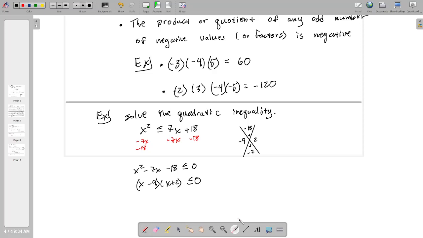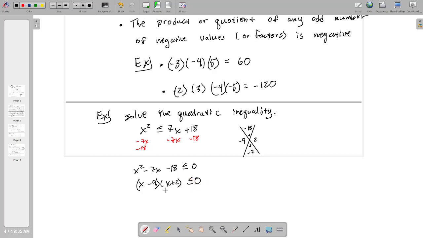Okay, now this is where it differs. If it was an equation and not an inequality, we would use the zero product property, and we would say that x is equal to 9 and x is equal to -2. But because we have an inequality, there are going to be other numbers that make this true because we can be less than 0.